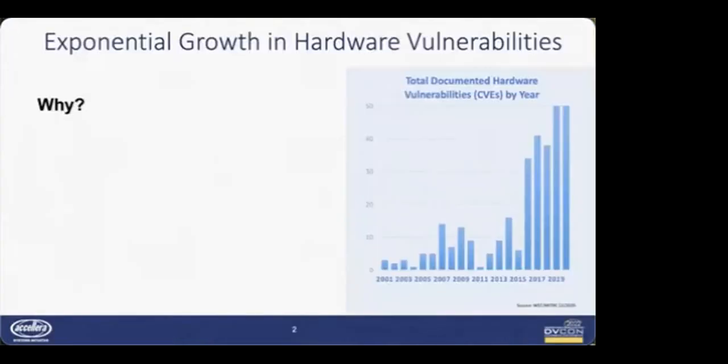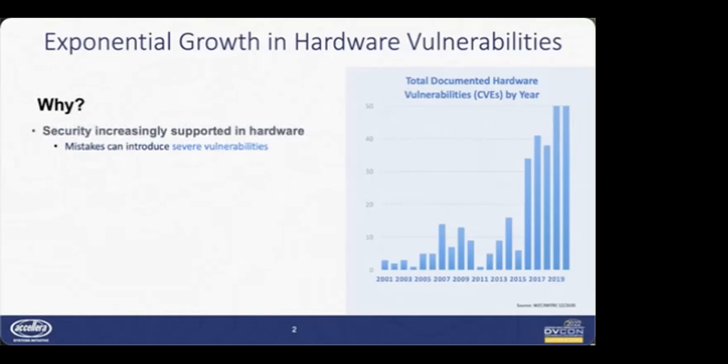There's been an exponential growth in hardware security vulnerabilities over the last decade, as reported in the National Vulnerability Database. The increased number of vulnerabilities is due to, first, security being implemented directly in hardware, for example, through hardware root of trust and secure architectures such as Arm's TrustZone.